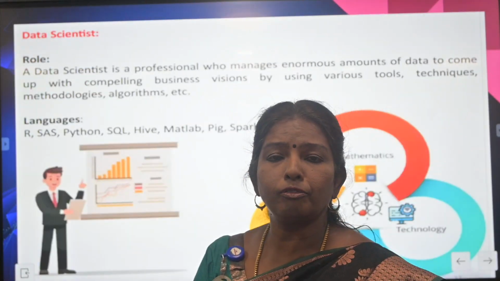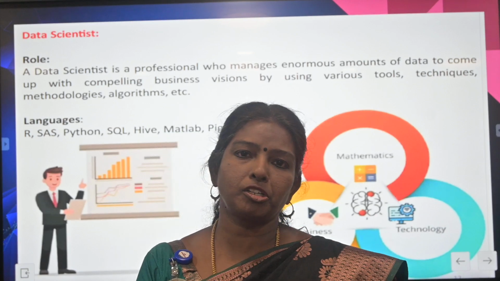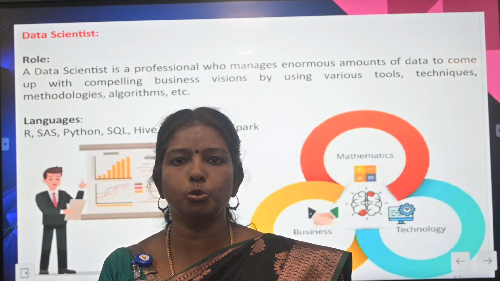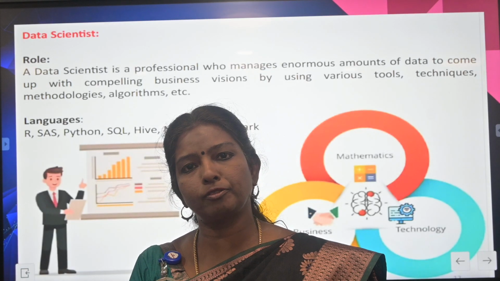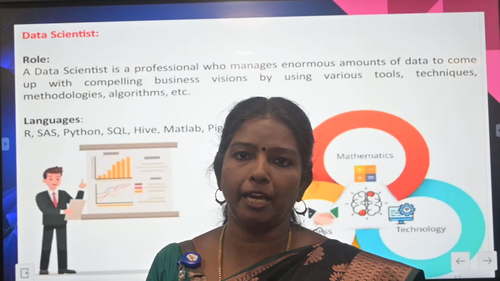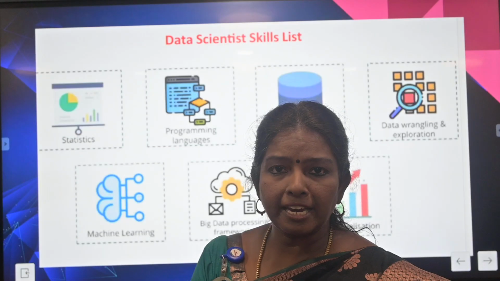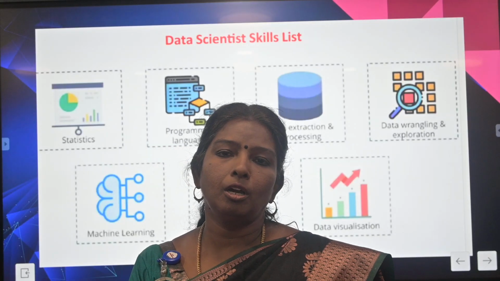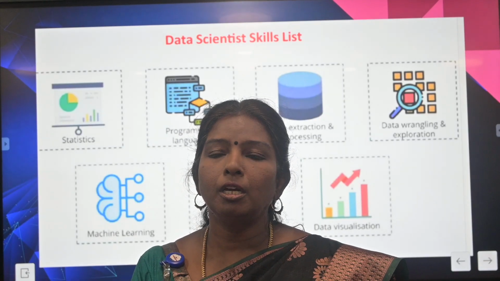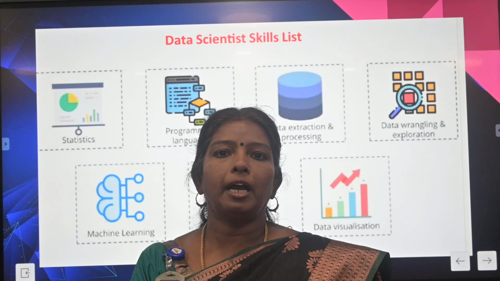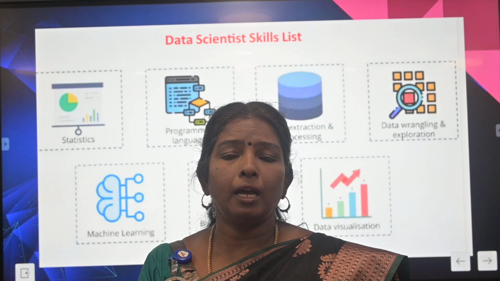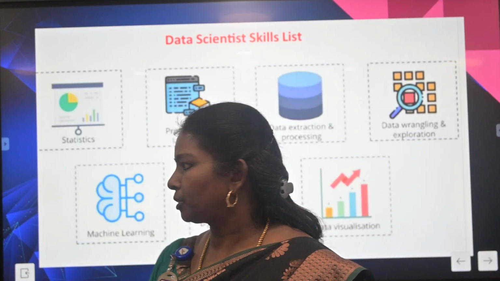So what is the main role of a data scientist? A data scientist is a professional who manages large voluminous data by applying various tools, techniques, algorithms, processes and scientific methods to come up with useful insights from the data analyzed. A data scientist must be well-versed in areas like statistics, machine learning, programming languages, data extraction and data processing tools, data wrangling and data exploration, as well as big data frameworks, and also some other business analytics.